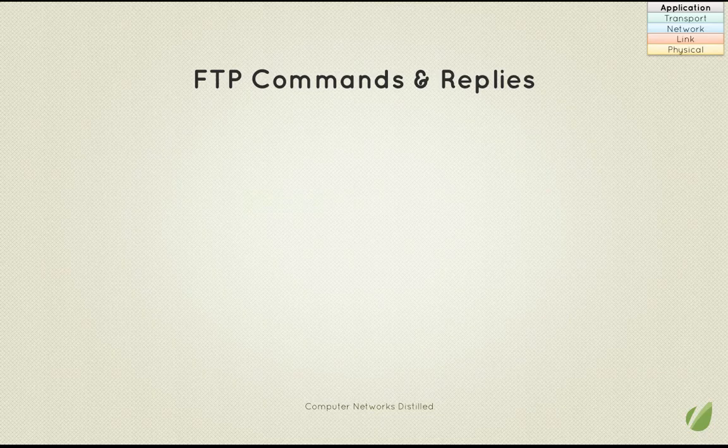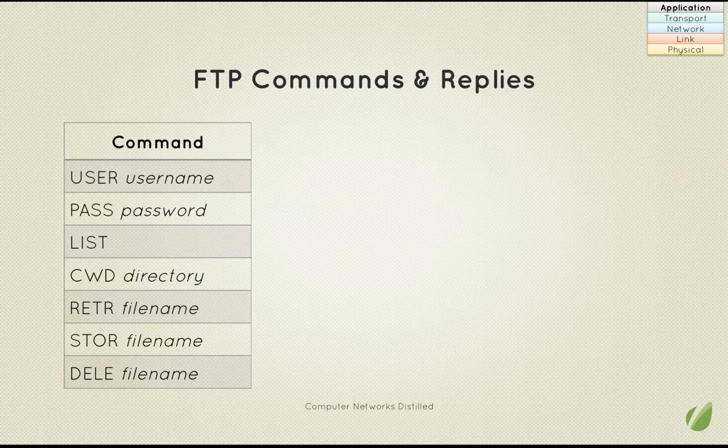What does an FTP command and reply look like? Here's a list of some common FTP commands. Most of them are very easy to understand by looking at them. A lot of them sound like Unix commands. User and pass are two commands that have a parameter after them that give the username and password to log into the server. List does a directory listing. CWD will change the working directory to some other directory. Retrieve and store are the two commands to pull down a file, to download it, or to push up, to upload a file. Delete is also supported. So these are the commands sent from the client to the FTP server.